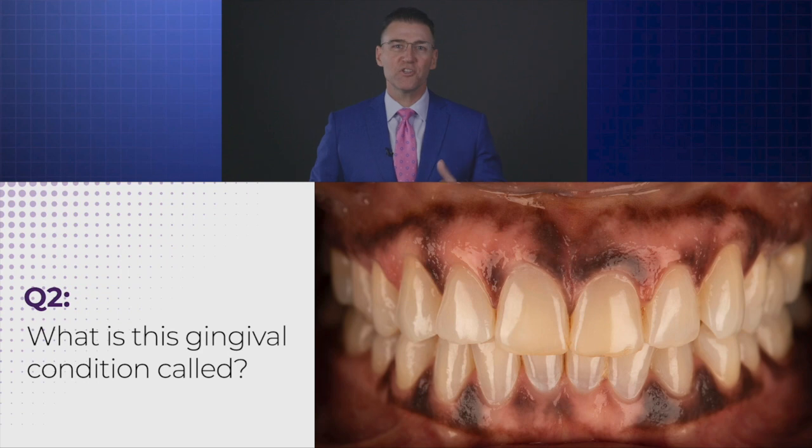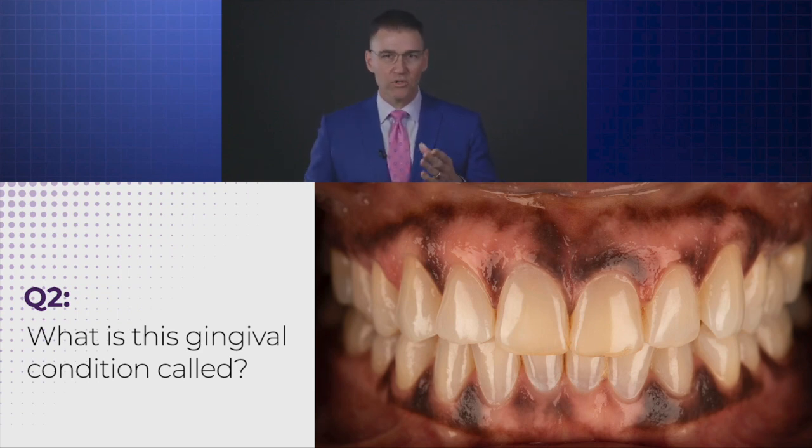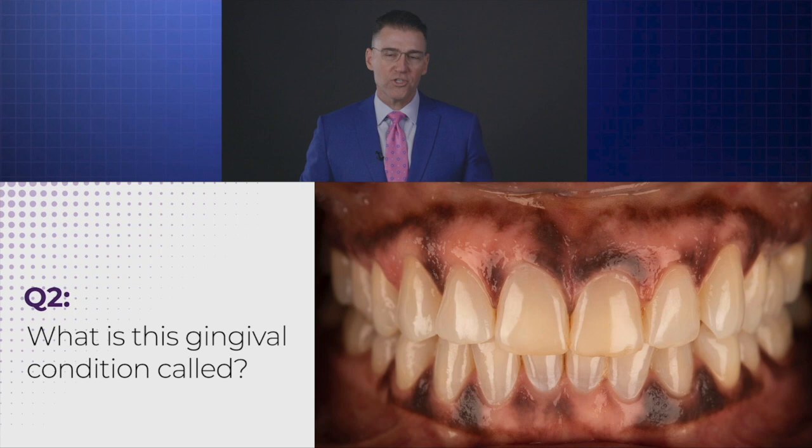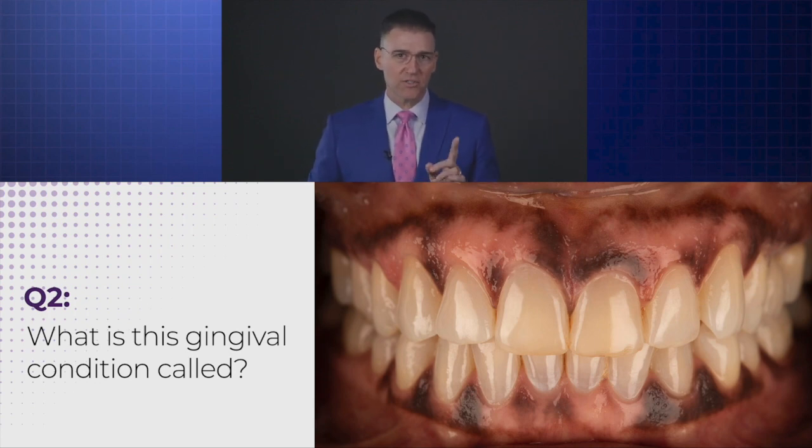So a patient presents in your office and they look like this in the hygiene chair. And when you look at that and you want to record in the patient's chart, what do you call this? What do you call this? Now, this patient has looked like this their entire life and they're completely healthy. So what do you call the gingival pigmentation that you see on their gums?